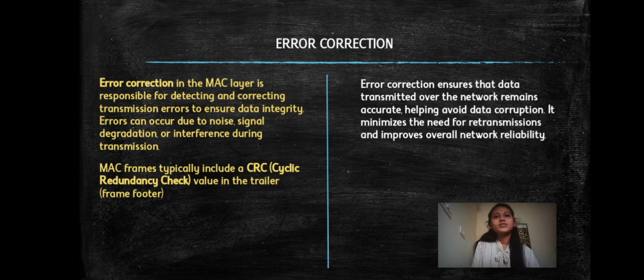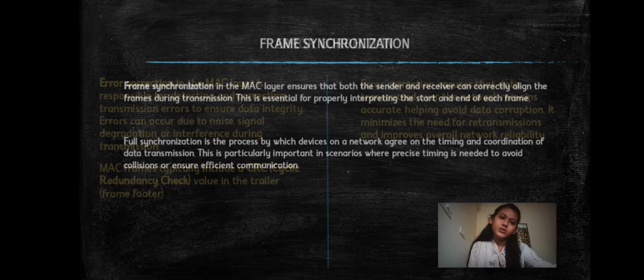Then another most important function of the MAC layer, error correction. Error correction in the MAC layer helps us make sure that the data sent over the network is correct. Sometimes errors happen during transmission because of noise and interference, which can mess up the data. To prevent this, the MAC layer adds a special check called the CRC, cyclic redundancy check, at the end of each data packet to detect if any part of the data was corrupted. If errors are found, the system can correct them so the data stays accurate and reliable. This reduces the need to resend data, making the network work more smoothly.